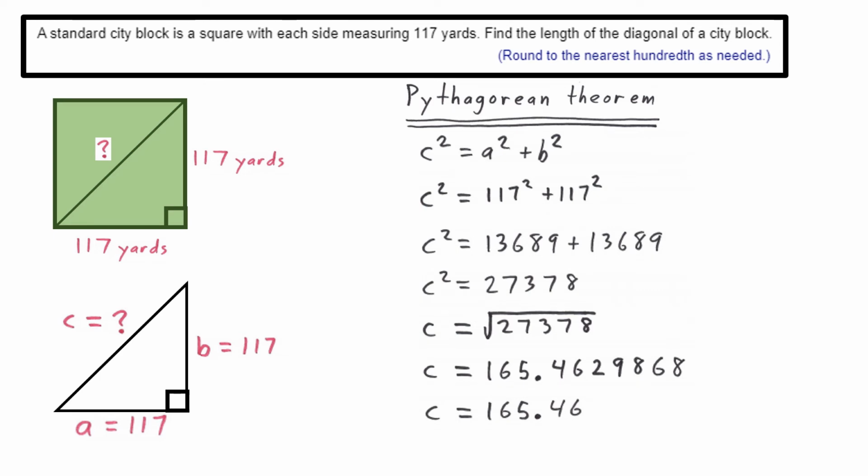Finally, we need to consider the units. Since the question said that the city block was 117 yards, then the units for our answer will also be in yards. And that's the final answer. In summary, if a city block is a square with each side measuring 117 yards, then the distance across diagonally will be 165.46 yards.